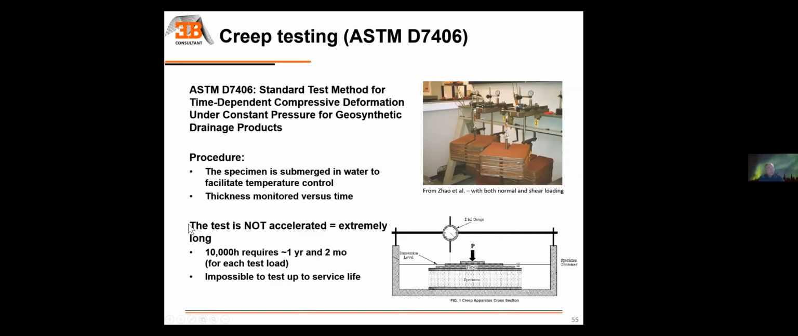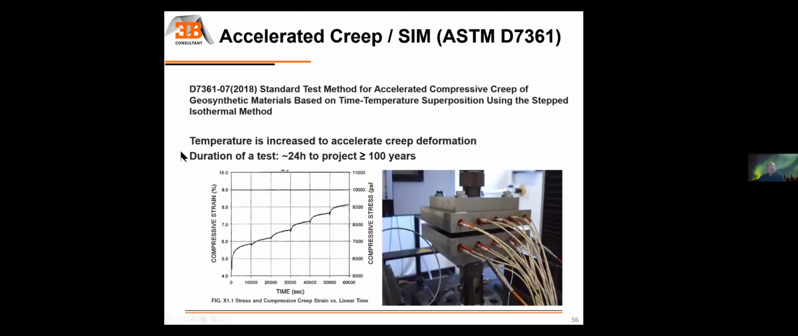So that means it's not really convenient, and also it's completely impossible to test up to service life. So for that reason, there is an accelerated creep test which exists, ASTM D7361. And in that test procedure, it's possible within 24 hours to project the compressive behavior of a product up to 100 hours. The way we do it is that we increase the temperature regularly. Every time we reach a straight line, every time we enter the secondary creep of the product, we increase the temperature, and that creates an acceleration.